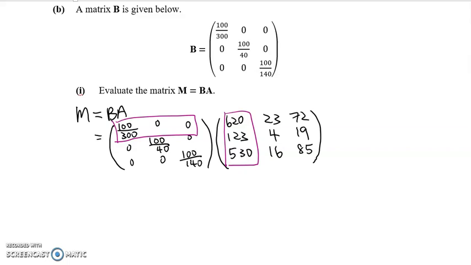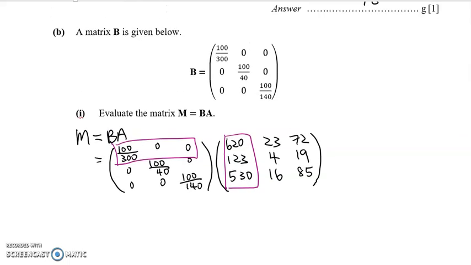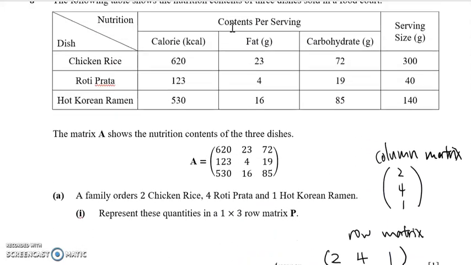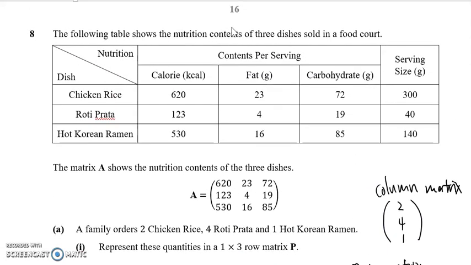So if we look at this, 620 is the amount of calorie from chicken rice. If we go back to the table, we see that the serving size of chicken rice is actually 300, and we are taking only 100 of it.